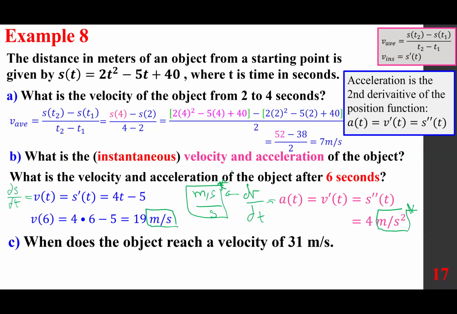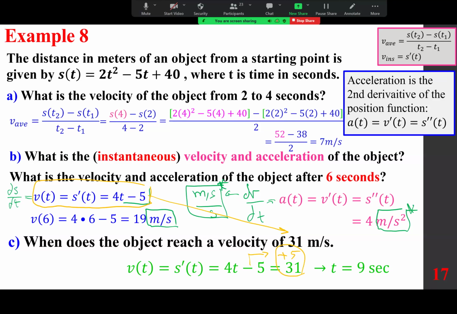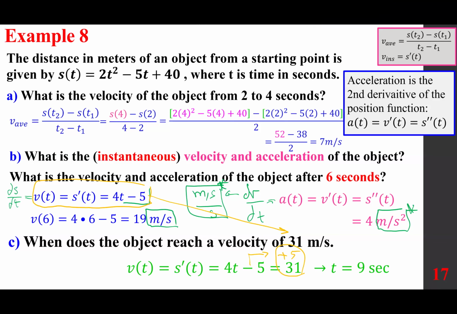When does the object reach a velocity of 31 meters per second? So basically, set the velocity equals 31. Move the -5, make it +5, 36 divided by 4, 9 seconds. So in 9 seconds, the object reaches a velocity of 31 meters per second.